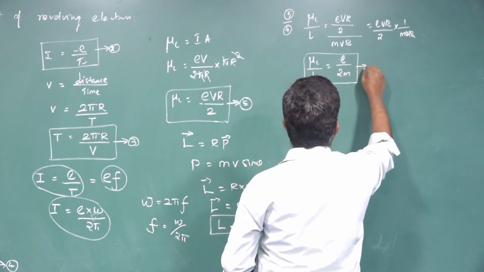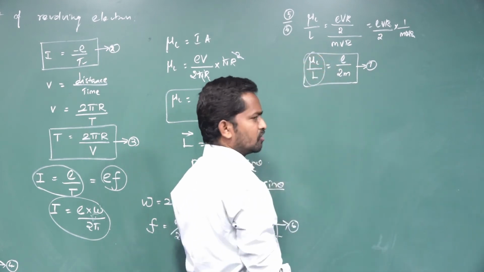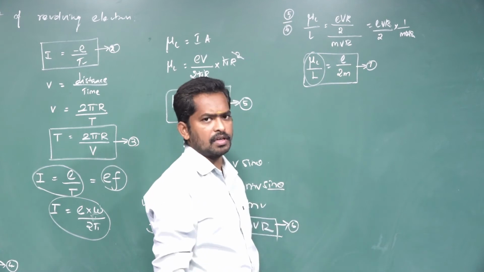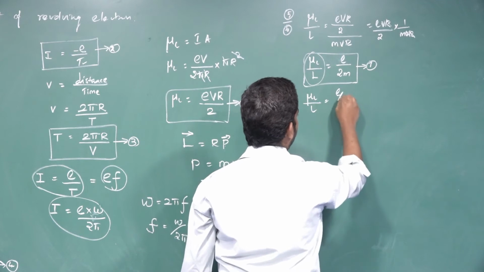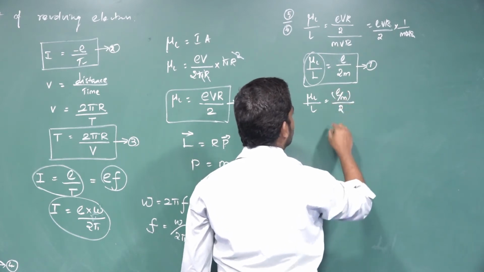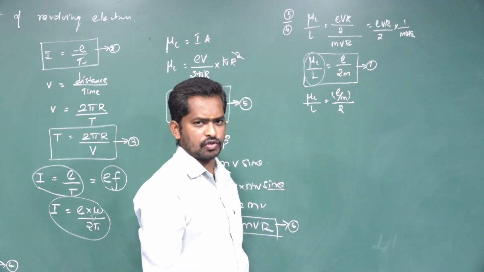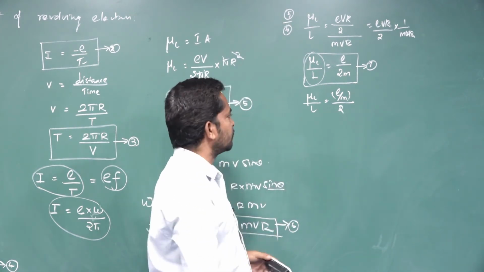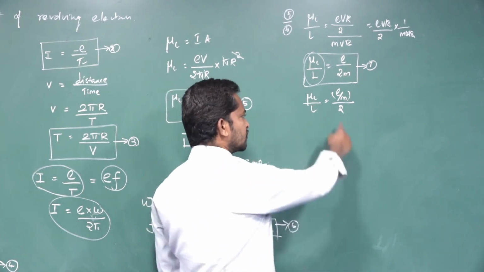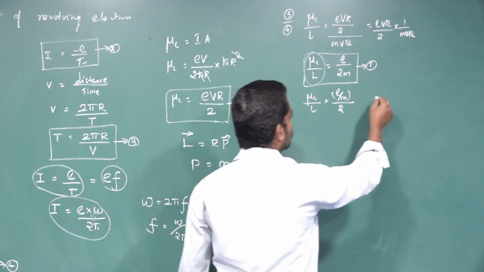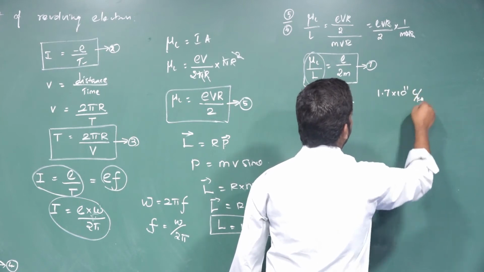This is a very important equation. This is called the Gyromagnetic Ratio. Mu L divided by L is equal to E divided by 2m, or mu L divided by L is equal to E by m, whole divided by 2. E by m is nothing but the specific charge of the electron. We will discuss specific charge in atomic physics, unit 8. Mu L divided by L is half of the specific charge. The specific charge value is 1.7 into 10 power 11 coulomb per kilogram.